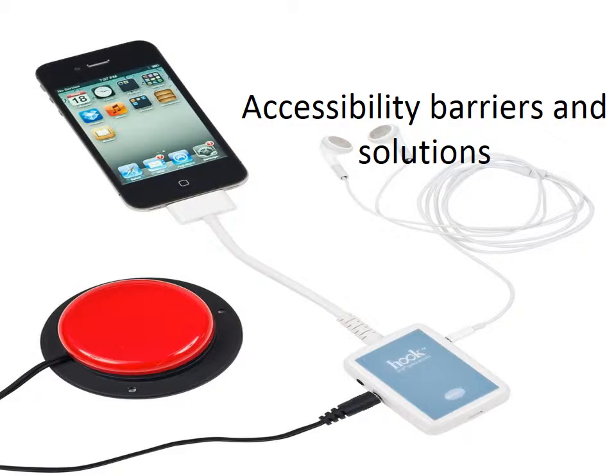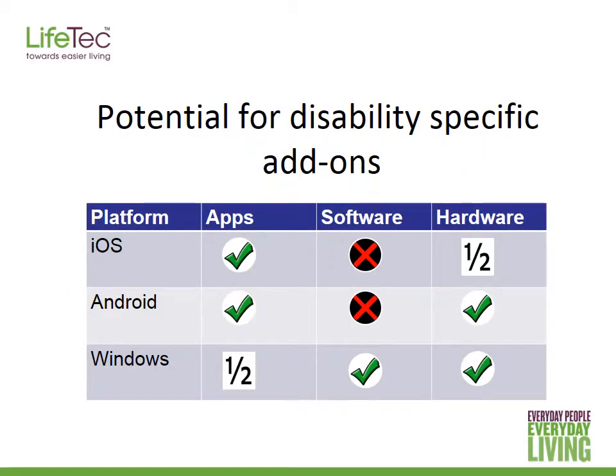So what are some of the problems people will have in accessing different mainstream phones and tablets, and what are some of the solutions that are available? So when we're considering disability access solutions, we need to consider what are the potential options that we can add on to that device. So for iOS and Android, you can download lots of additional apps that might help out that person. So there's magnifier apps, there's text-to-speech apps, there's speech-to-text apps.